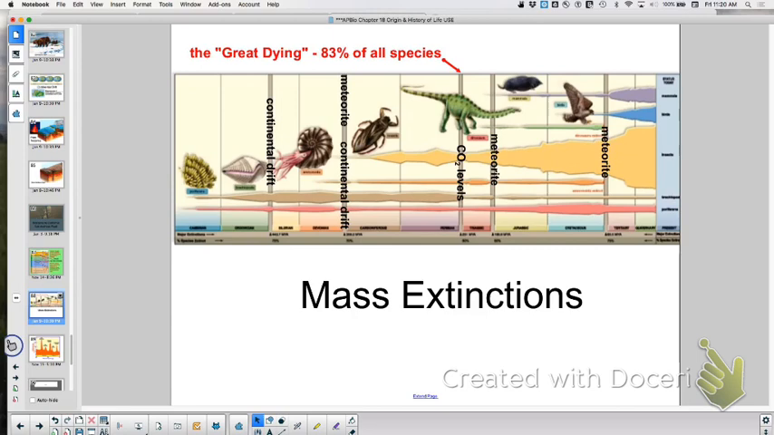All right, so on your mass extinctions, I gave you most of the notes there, but underneath, 5 mass extinctions, 3 in the Paleozoic era, ending with the Great Dying. What percentage of the species died off? 83% of all species. Okay, and 2 in the Mesozoic, ending with 50% of all the species.